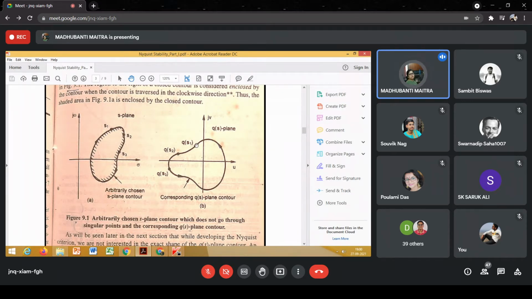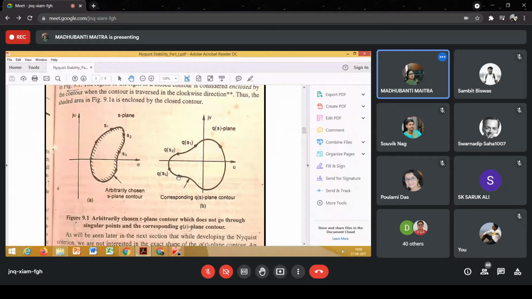So what does it imply? If we traverse along a closed contour on the S plane which does not pass through any singular point for the given QS, then on the QS plane, again we'll get a closed contour. Have you understood this? Yes, ma'am.